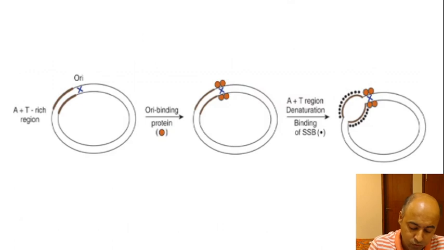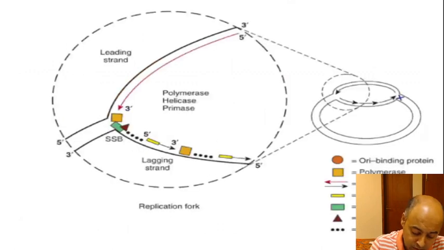This is the ori binding protein; it will come and get attached, and it will cause the denaturation. The single strand binding protein will come and get attached. The further separation is carried out by the helicase. You can see we have the helicase here. It is causing the separation. At this point, the polymerase comes into the picture.